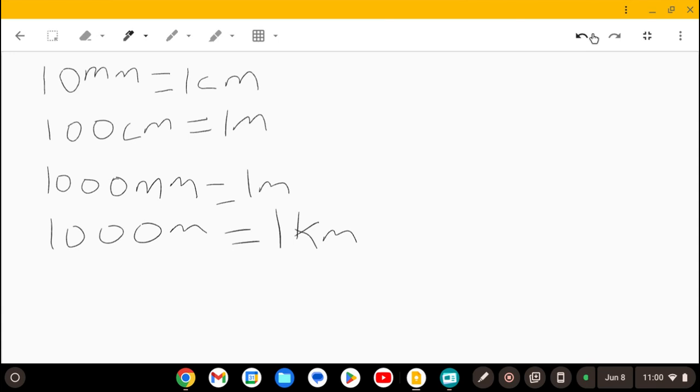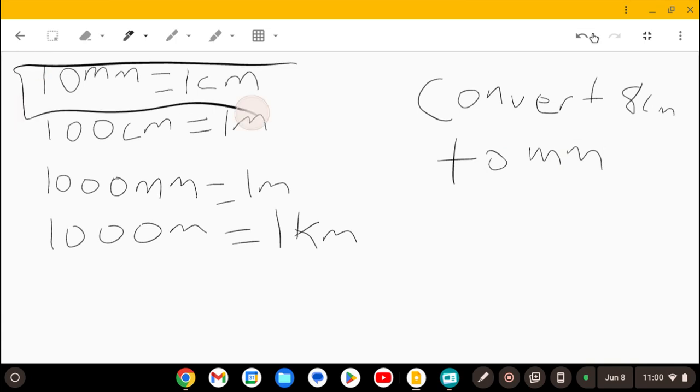So let's say we wanted to convert 8 centimeters to millimeters. What we could do is look at these conversion units. It takes 10 millimeters to form a centimeter, so this means that we'd either multiply or divide by 10.